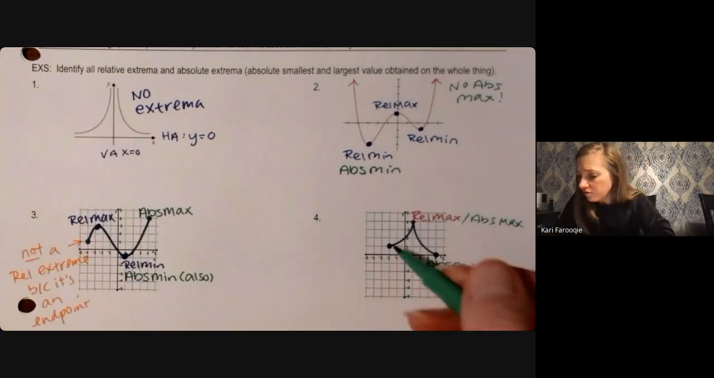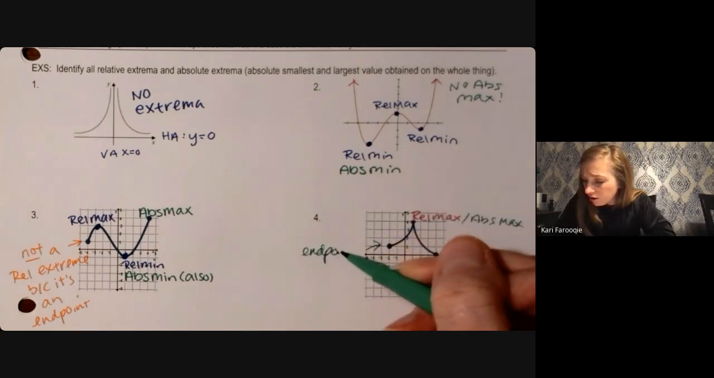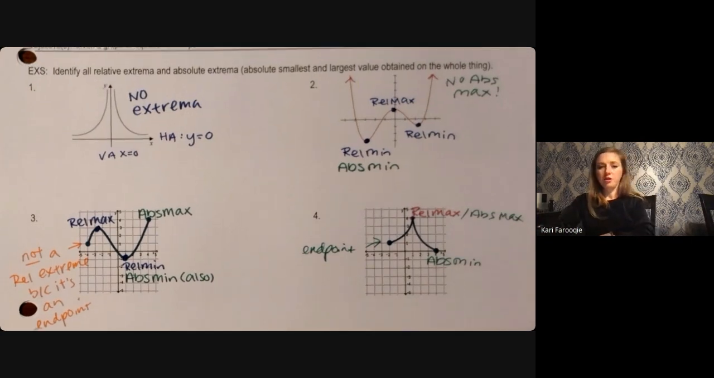And again, this left endpoint represents nothing. It's an endpoint, and it is somewhere in the middle. It's not an extreme value. So we wouldn't have to say anything about it regarding extrema. All right, so here's our observation.